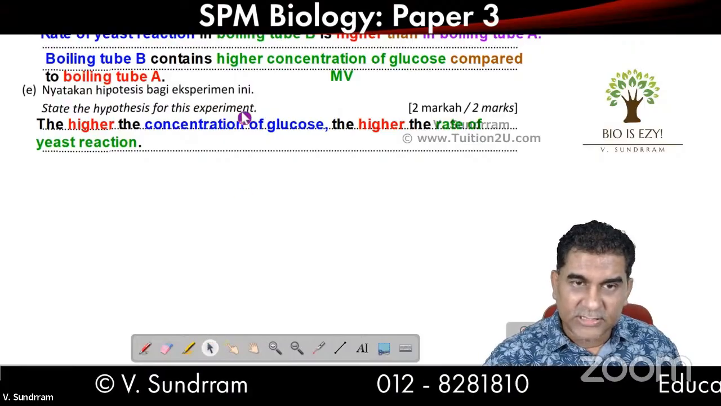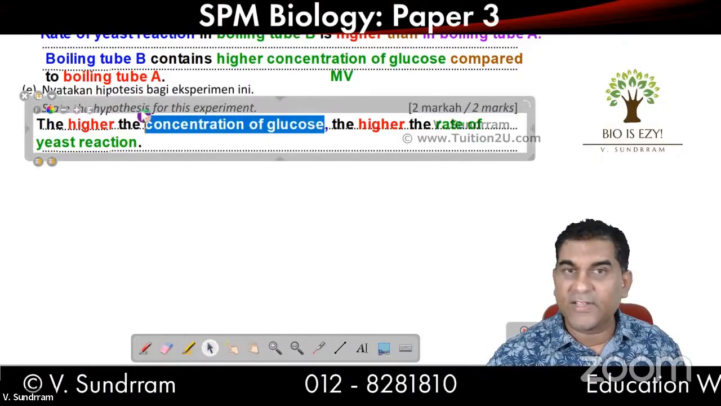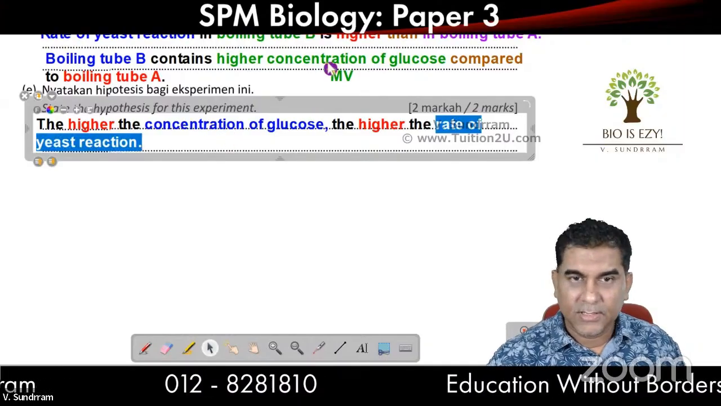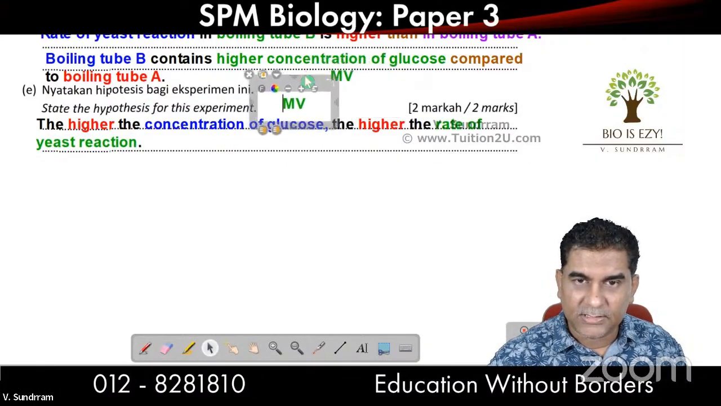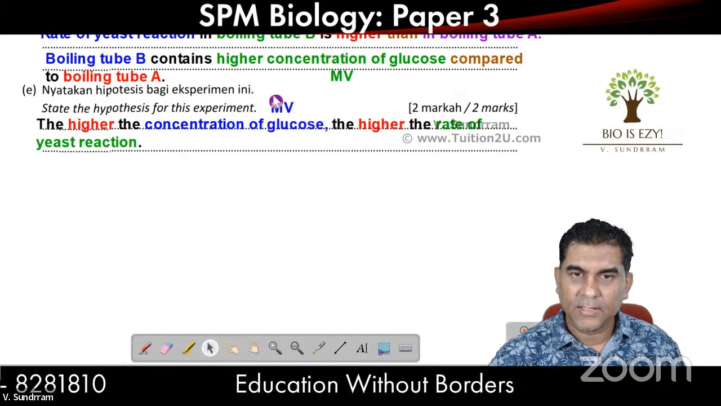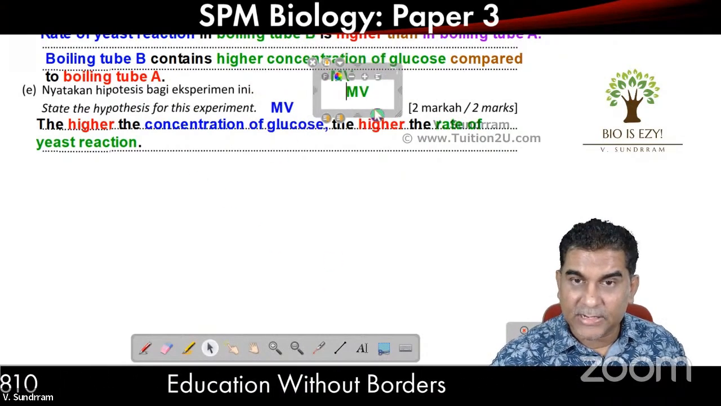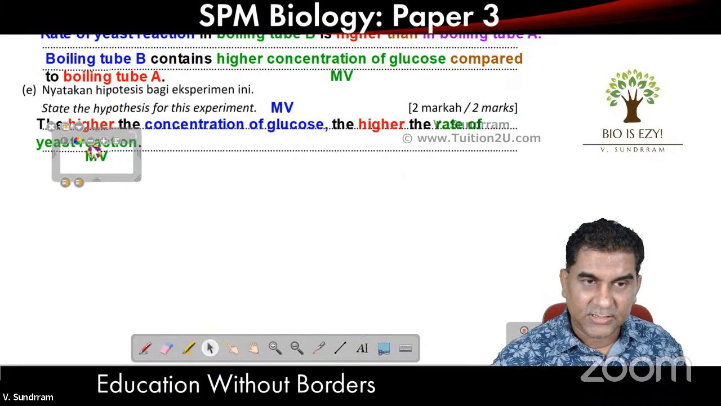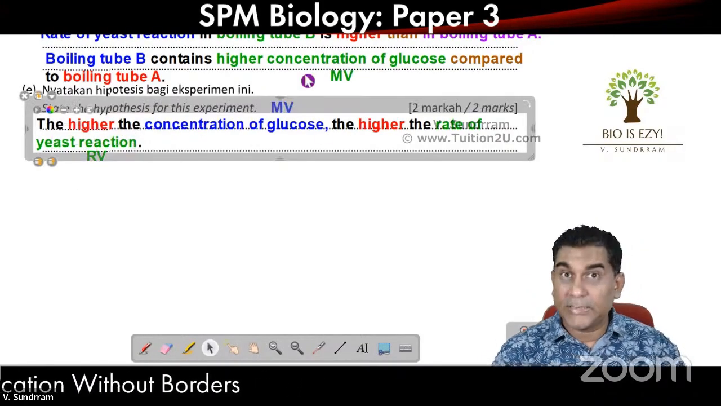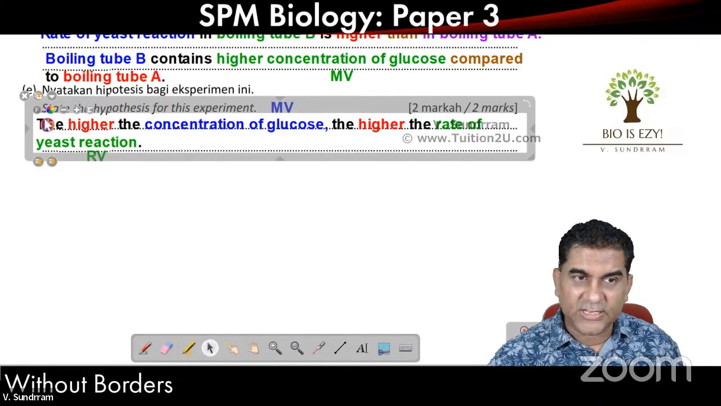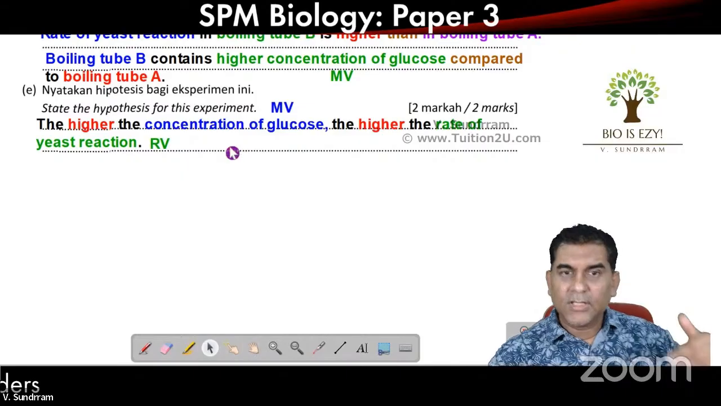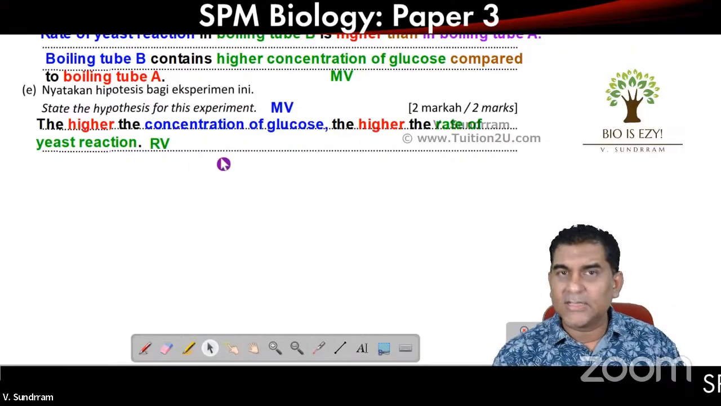Realize that what's in blue is the manipulated variable, and what's in green is the responding variable. So the manipulated variable here I've given in blue color, and the responding variable I've given in green color. The concentration of glucose is the manipulated variable. The rate of yeast reaction is the responding variable. What is the relation between these two? The higher the MV, the higher the RV.